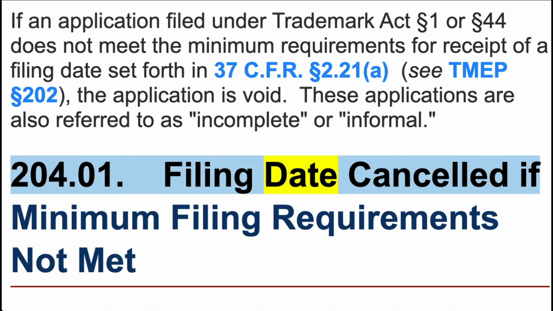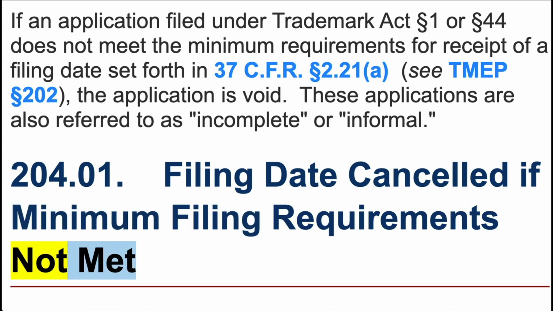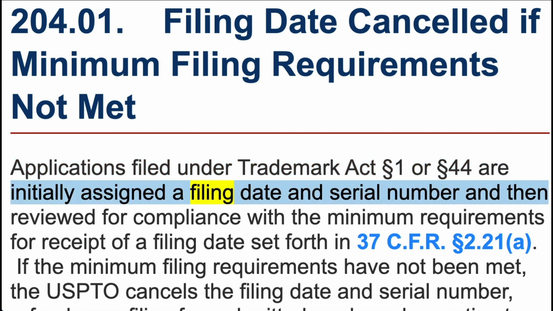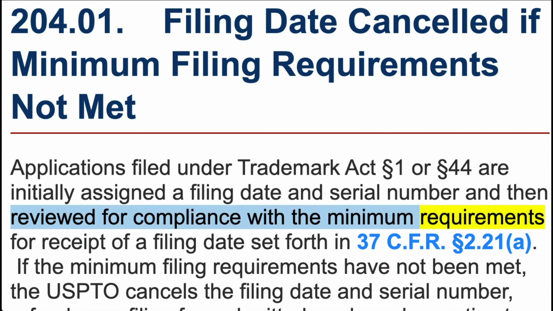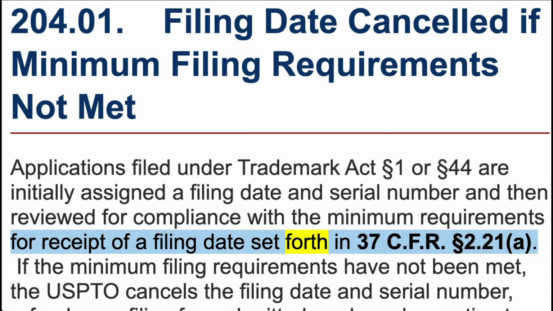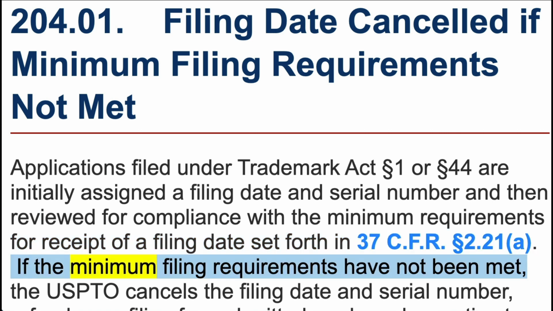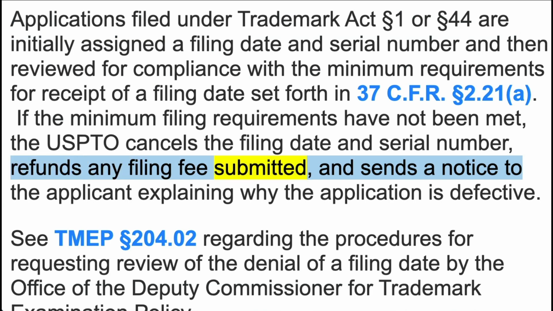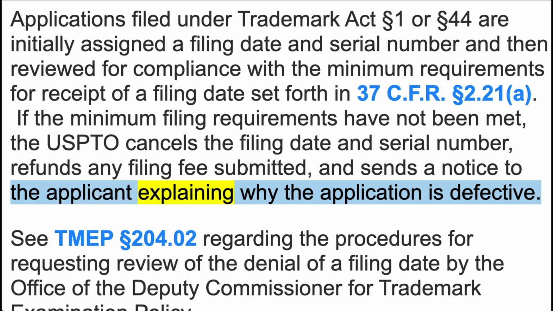204.01. Filing date canceled if minimum filing requirements not met. Applications filed under Trademark Act Section 1 or Section 44 are initially assigned a filing date and serial number, and then reviewed for compliance with the minimum requirements for receipt of a filing date set forth in 37 CFR Section 2.21(a). If the minimum filing requirements have not been met, the USPTO cancels the filing date and serial number, refunds any filing fee submitted, and sends a notice to the applicant explaining why the application is defective.